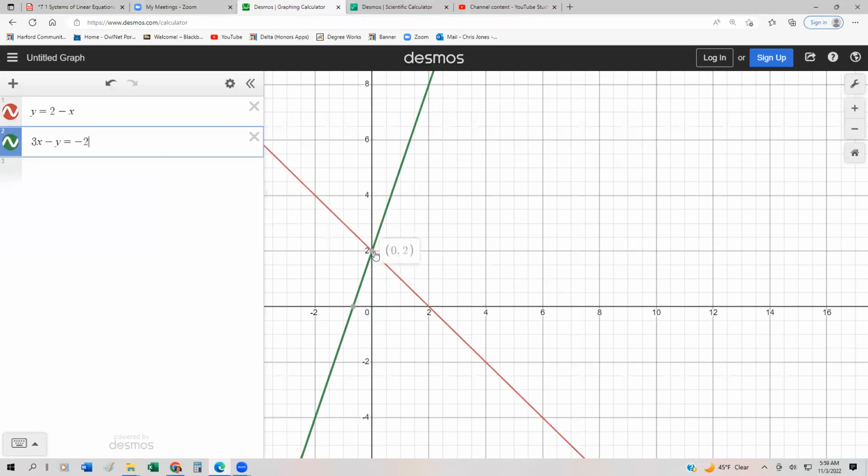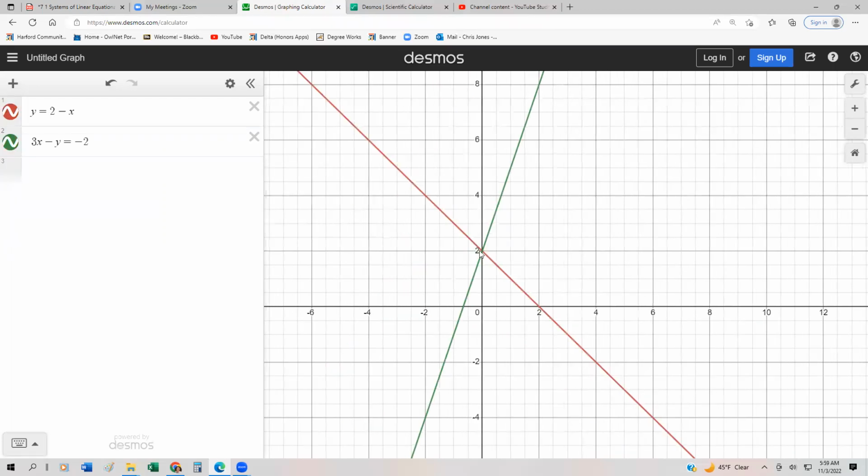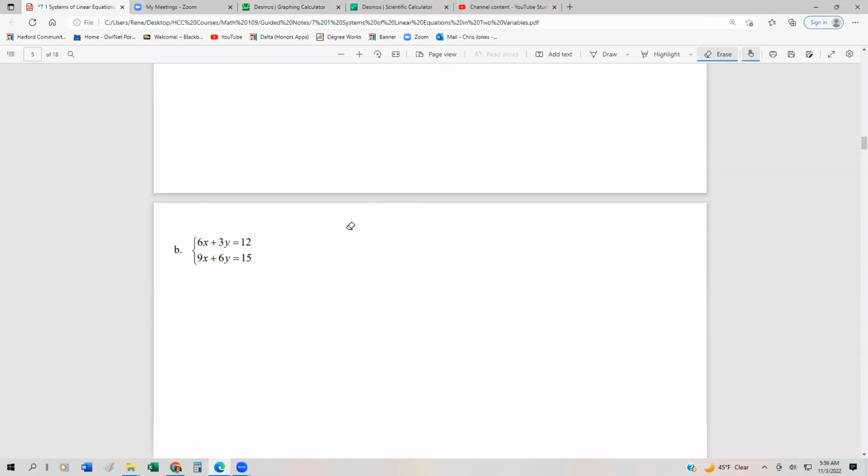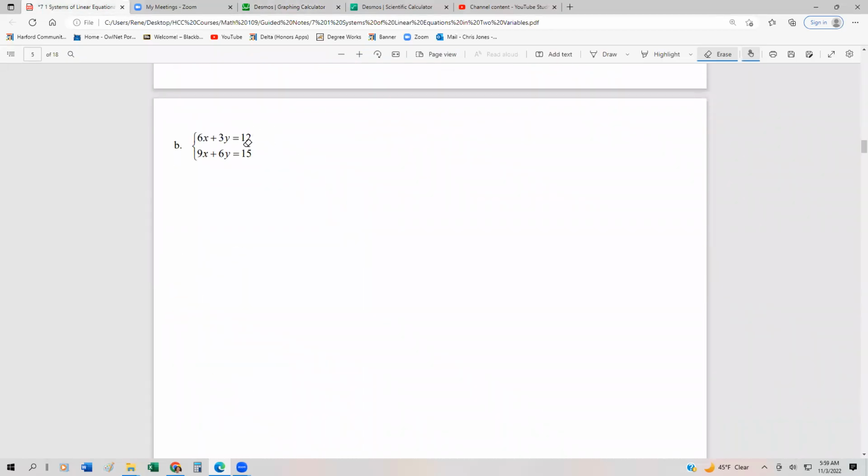Right? Notice that we intersect right here at (0, 2). And so it seems viable that that is going to be our solution, just as a check. A second example, not so easy.